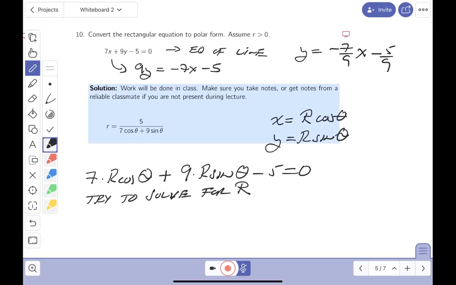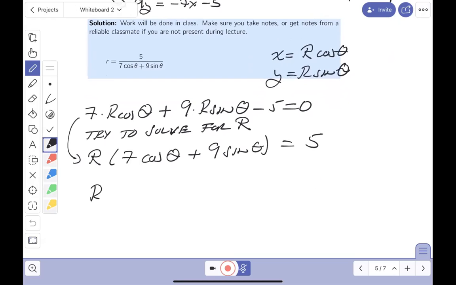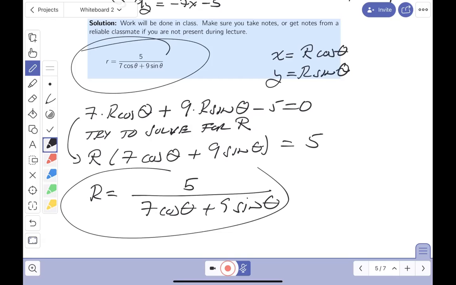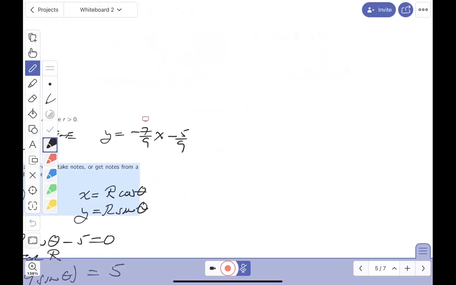So I would probably factor out r from this, and what do you get? R times 7 cosine theta plus 9 sine theta. I'm going to add 5 to both sides, and I think I can solve for r now. What's r going to be equal to? 5 over 7 cosine theta plus 9 sine theta. Same answer. All right, not bad. I think we're done with that.